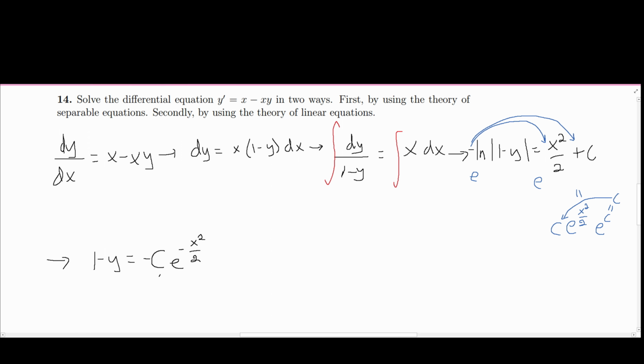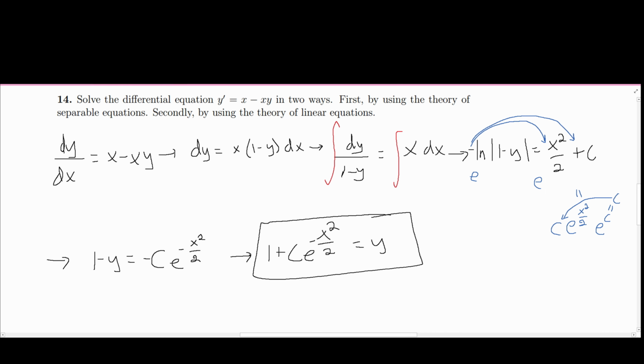All we need to do now is move this over here and move this y on this side, so the y is positive. That is your answer for the separable equation part.